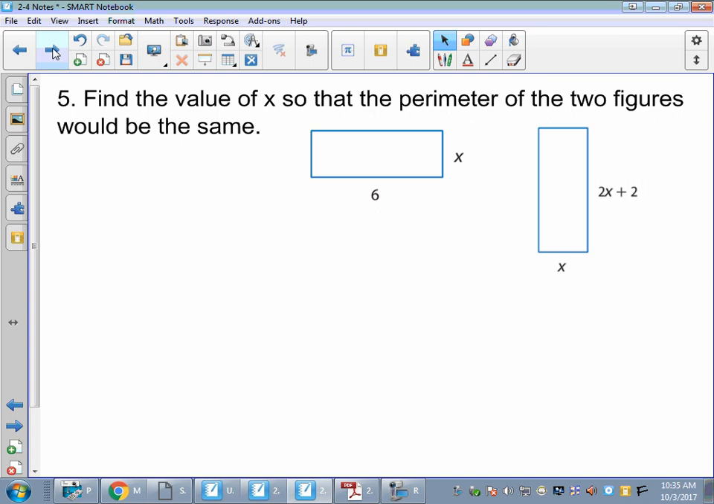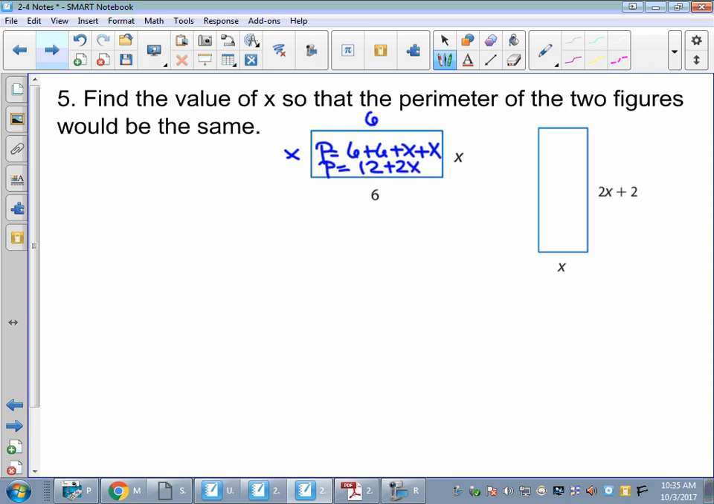We've got a perimeter problem for geometry. So we're going to find the value of x so that the perimeter of the two figures would be the same. In this particular case, to find perimeter, remember you add up all the sides. So this first rectangle, its perimeter would be 6 plus 6 plus x, or another way to say that is 12 plus 2x.